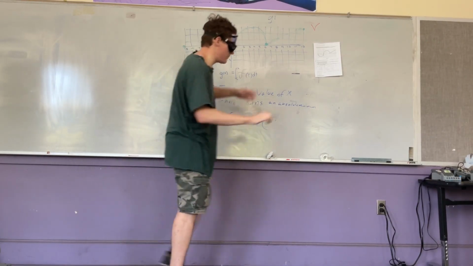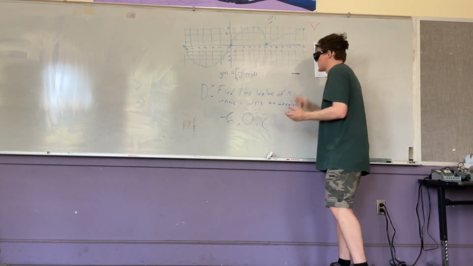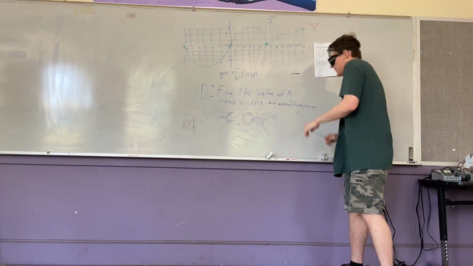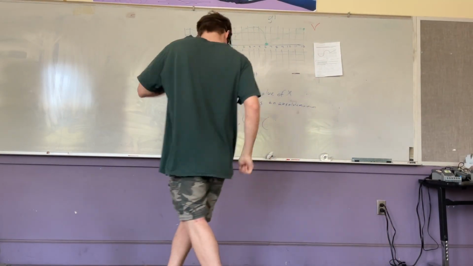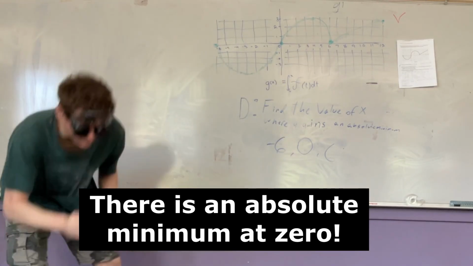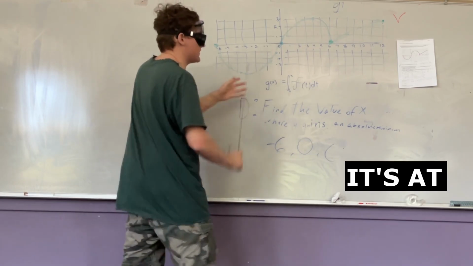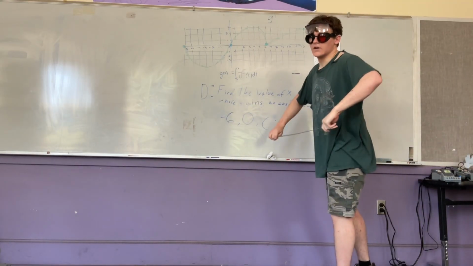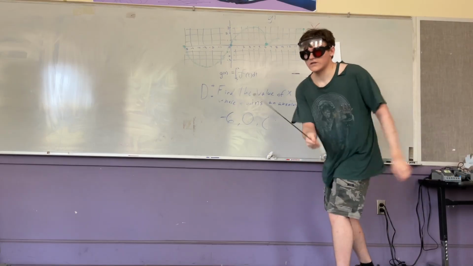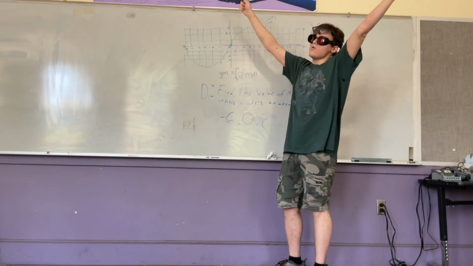And because they're AP problemers, they're saying justify your answer. Why do we want to justify our answer? Because we want more points. Yay, go away. I need the blue marker. There is an absolute minimum at 0 because it's at 0. And there's a better explanation because f of x goes from negative to positive, which means that it crosses the x-axis. Woo!